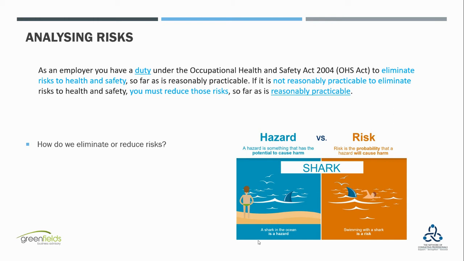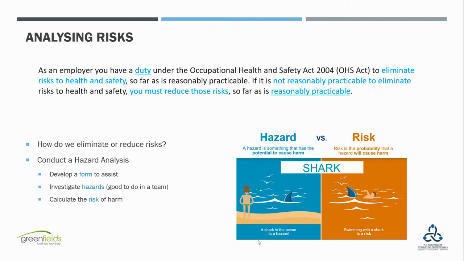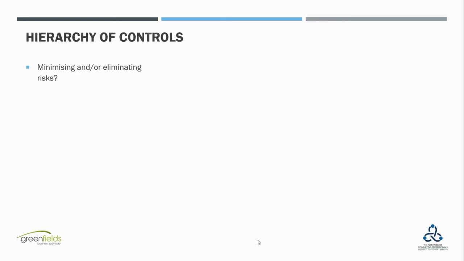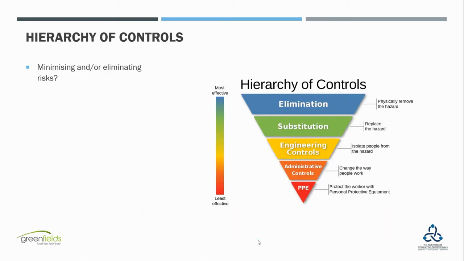So how do we eliminate or reduce risks? Well, we conduct a hazard analysis and develop a form to assist us do that. We'll investigate hazards, and it's good to do that in a team. We calculate the risk of harm, and we put in place solutions to minimise that risk. So we have some tools to help us do this.